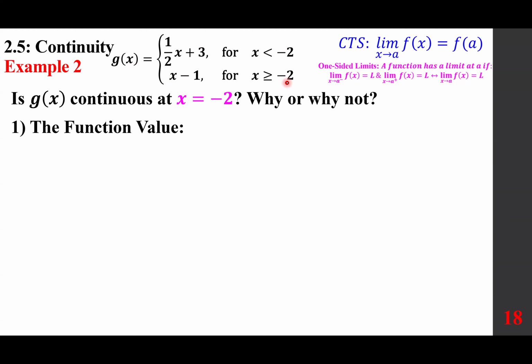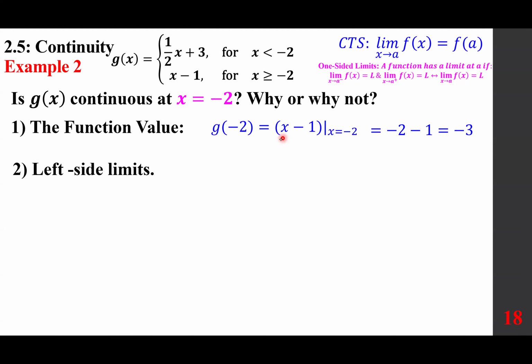First, we start with the functional value. Wherever the equality is, we are going to use this piece. This is a piecewise defined function. Plug in negative 2, and you get negative 3. That's the function value. So we are checking the endpoint, negative 2.